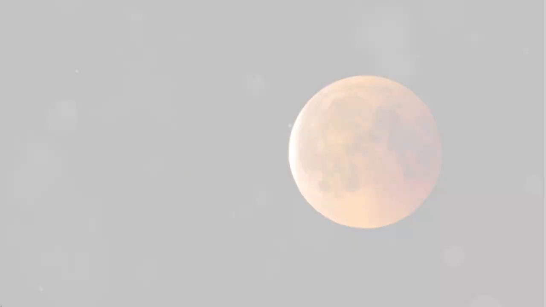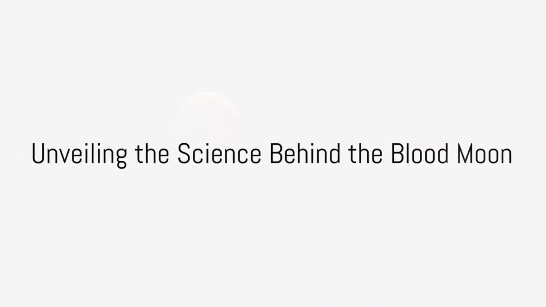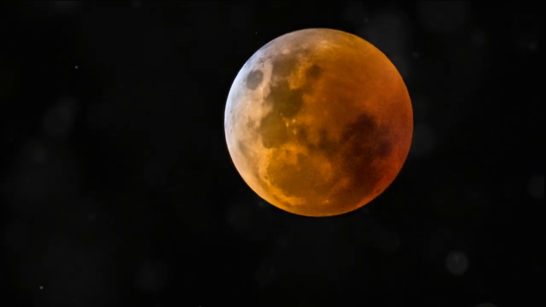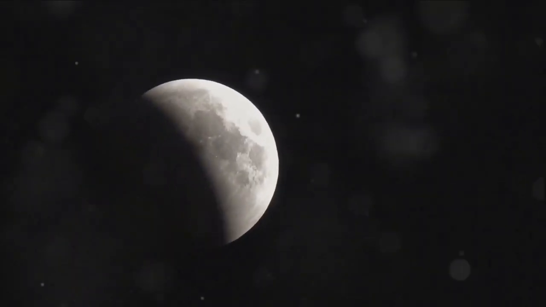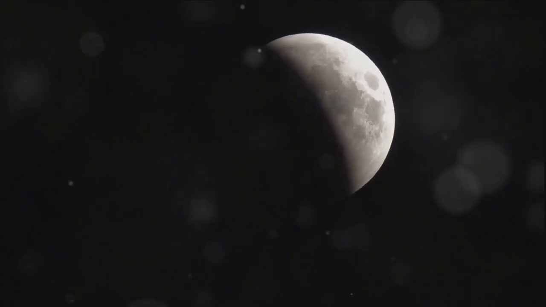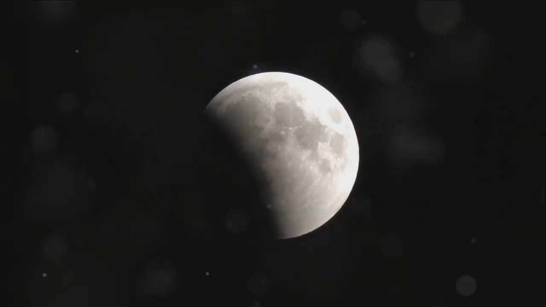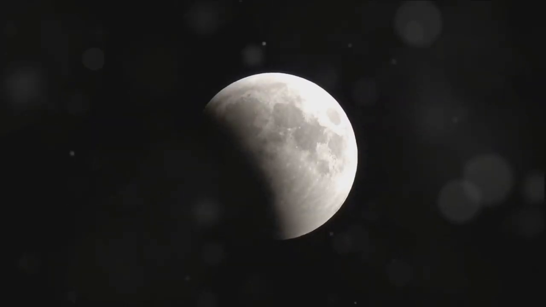Yet the blood moon is not just a cosmic spectacle, it is a phenomenon that has spawned countless myths and legends. So, what transforms our usually silver moon into a mesmerizing blood-red orb? The enchanting spectacle of the blood moon is a result of a total lunar eclipse, where the Earth slides between the sun and moon, casting an imposing shadow over our lunar companion.